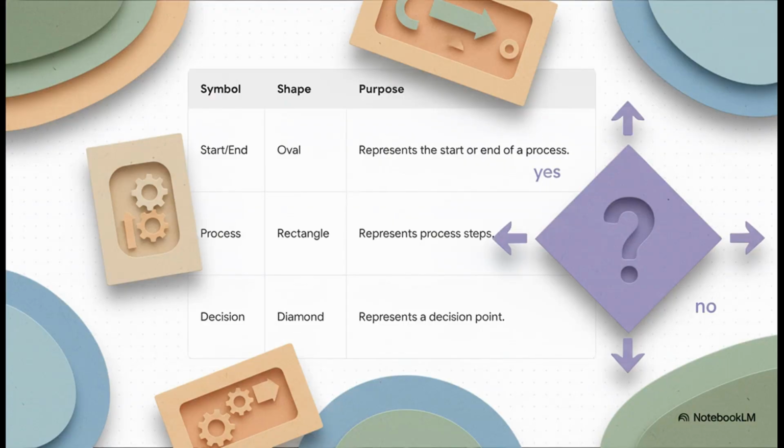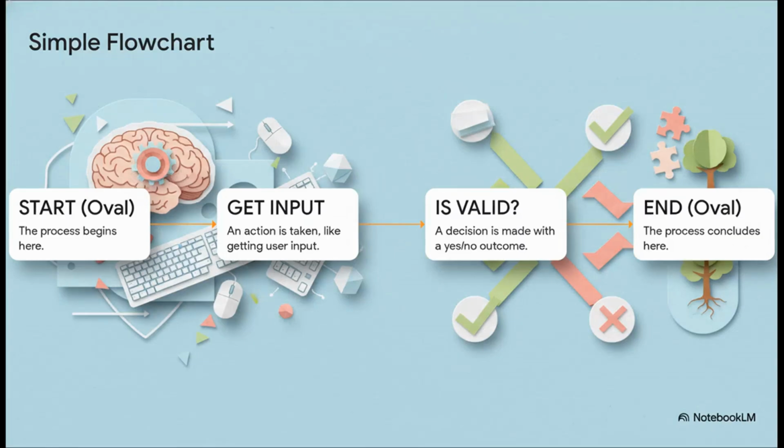And here are the basic building blocks. You've got ovals to mark the start and end. You use rectangles for any kind of process or action, like add two numbers. And the most important one, the diamond, represents a decision, a point where the program has to answer a yes or no question. Let's see how it works.